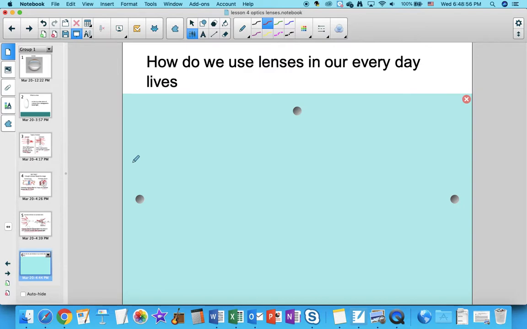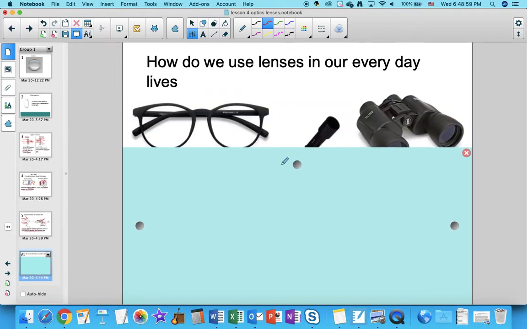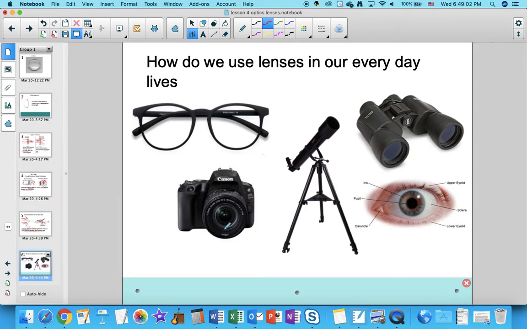How do we use lenses in our everyday lives? Well, glasses, for example, binoculars, telescopes, cameras, and our eyes all use lenses. If you need glasses, which a lot of people need to be able to see, they require lenses. If you wanted to see the stars, you need to use certain lenses and even mirrors to be able to see so far out into space. Cameras and binoculars, as well as our eyes, use lenses to focus and produce images for us to see.